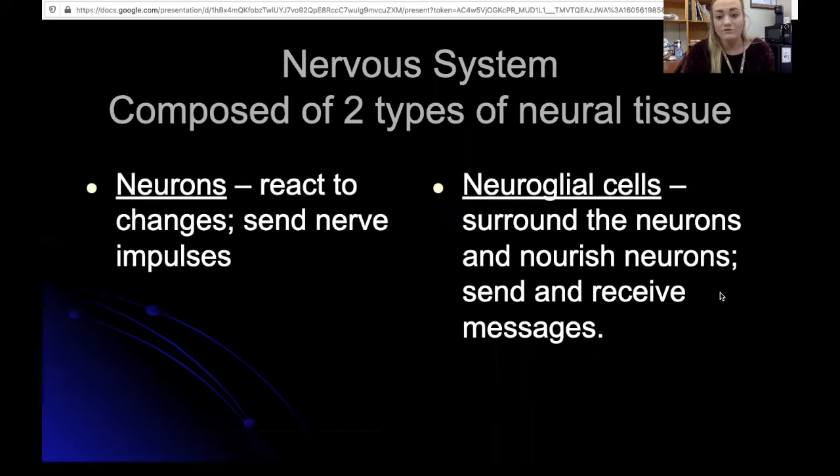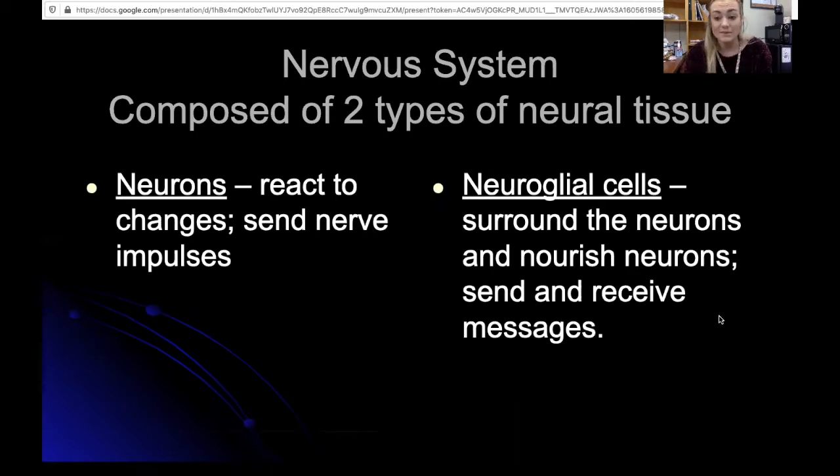Okay, so we have two types of neural tissue that our nervous system is composed of. The first is neurons, which we are going to talk a lot about today. We have many different types of neurons, so we are going to talk about all of those today. And these neurons are going to react to change. So they're going to send those nerve impulses. They are going to actually do the responding. So those neurons play a very, very important role.